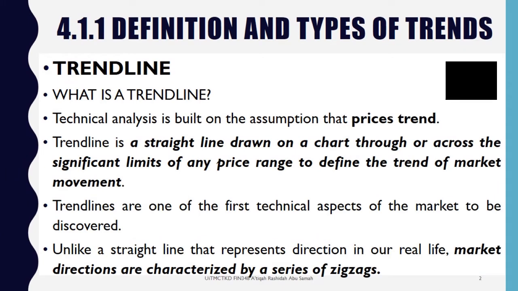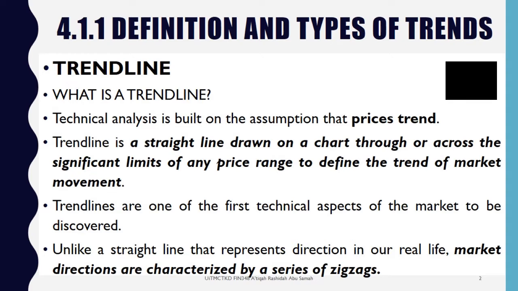All right, so first of all, you need to know the definition of trend line. What is a trend line? A trend line is a straight line drawn on a chart through or across the significant limits of any price range to define the trend of market movements.